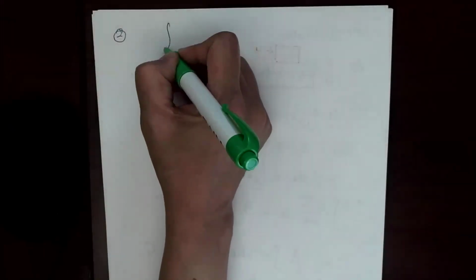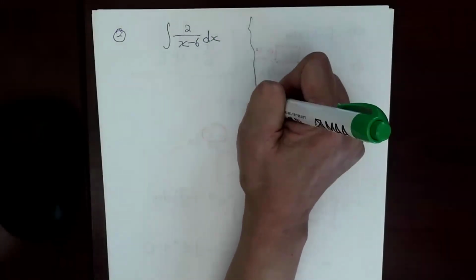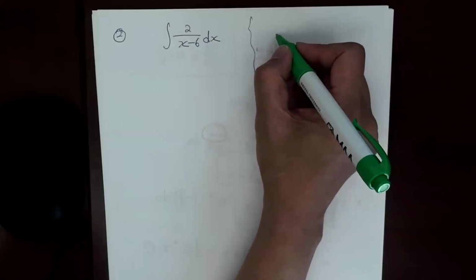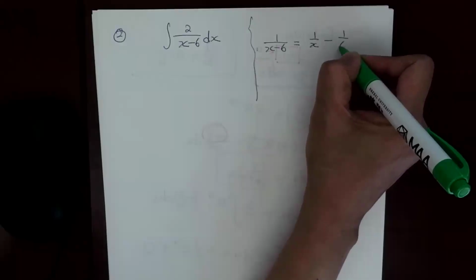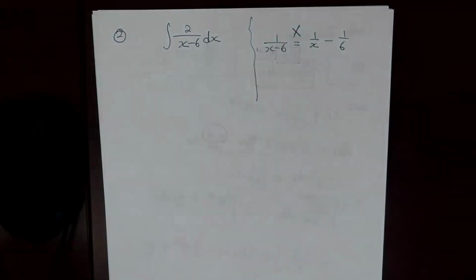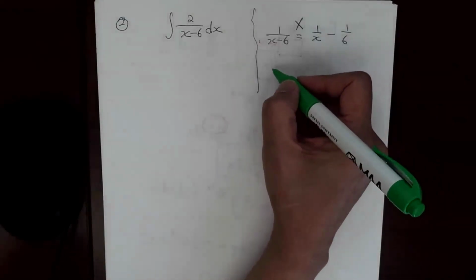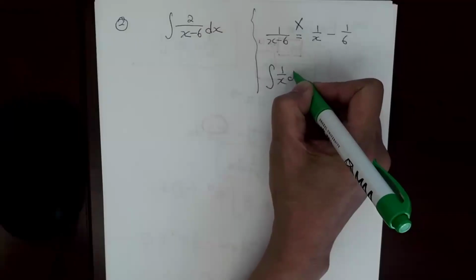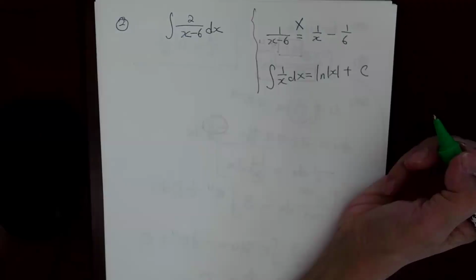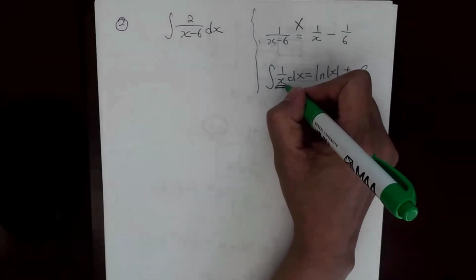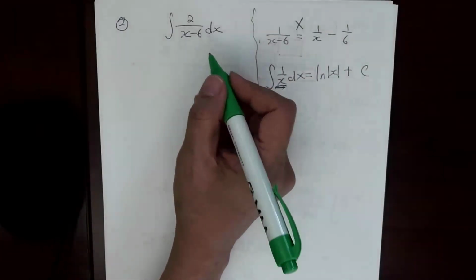The next problem is integration 2 over x minus 6 dx. Firstly, I want to make sure that nobody would write this one like 1 over x minus 1 over 6. That is wrong. So the integral formula we know is integration 1 over x dx equals natural log of absolute value of x plus c. We have only one term in the denominator, but this one has two terms.